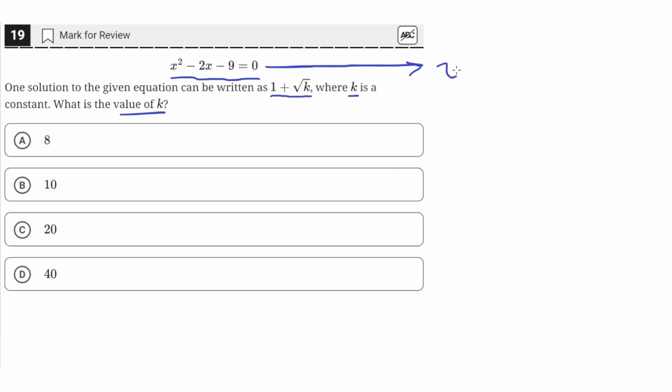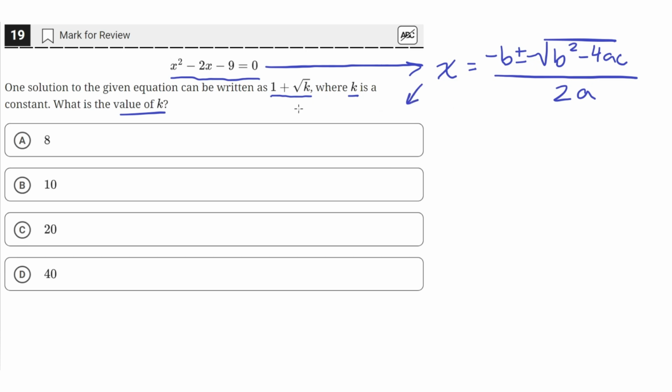So the quadratic formula states that x is equal to negative b plus minus the square root of b squared minus 4ac, all over 2a, where this is for a quadratic of the form ax squared plus bx plus c equals 0. So here a is going to be 1, since the coefficient of x squared is just 1. b is going to be negative 2, and c is going to be negative 9. Okay, so let's plug that into our formula.